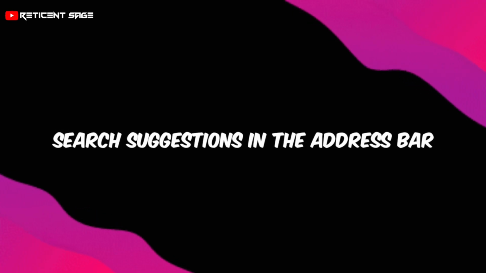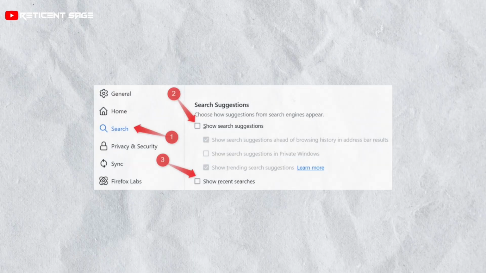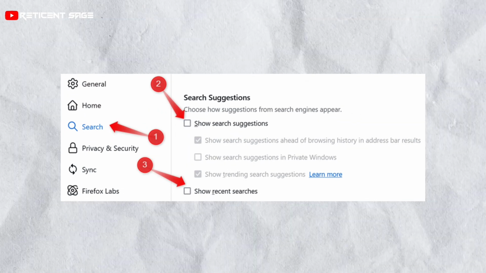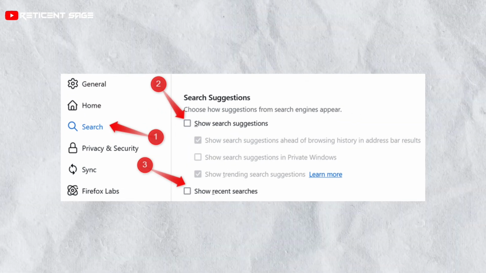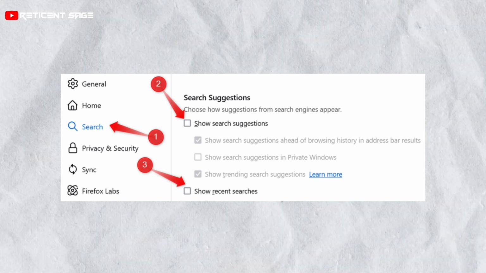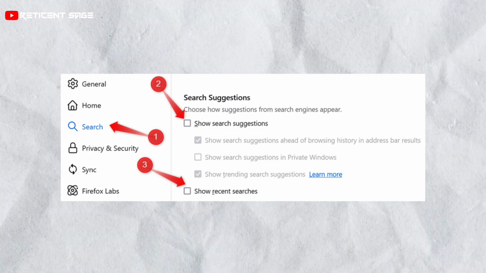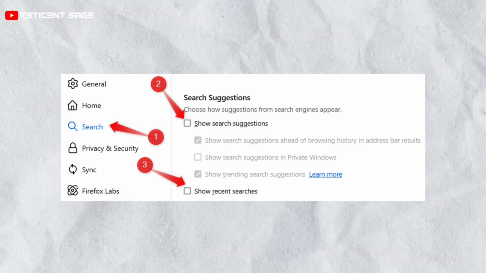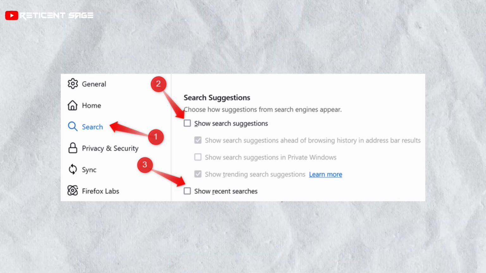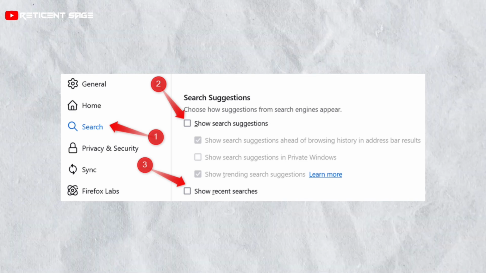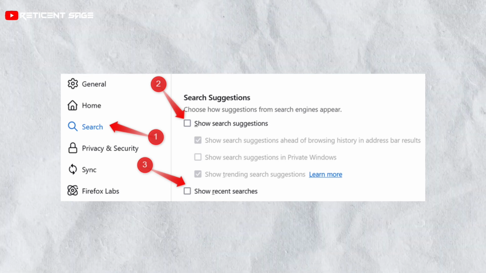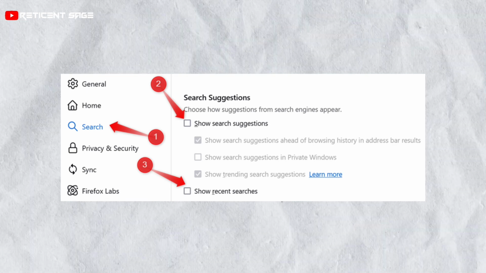You know how Firefox tries to be helpful by showing you search suggestions as you type. Sometimes it's just plain annoying. Plus, it remembers your recent searches, which isn't great for privacy if you're sharing your device. And let's not even talk about those trending search suggestions, they just clutter up your address bar. If you're like me and prefer a cleaner, more private browsing experience, here's how to disable those features.